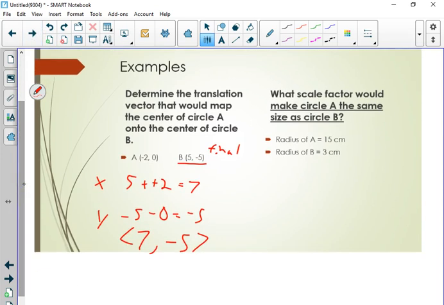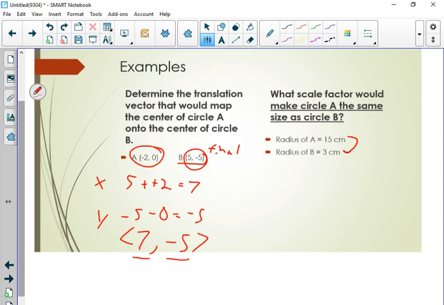So back to here. Again, if you want to, you can go onto a grid, put a point at 5, -5, put a point at -2, 0, and move it and count whatever works for you. But basically, you're going to go right 7 and down 5. And again, if you need to see that on a grid, go back and do it. You can visually see it. No big deal.